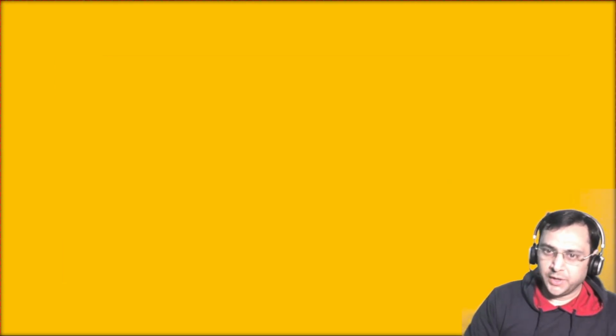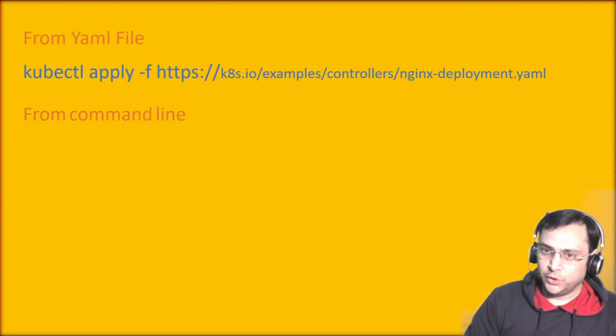There are two ways to create the deployment object. First one is from YAML file and the second one is from the command line. From the YAML file, we can use kubectl apply -f then YAML file name. You can also use create option instead of apply, no issues.